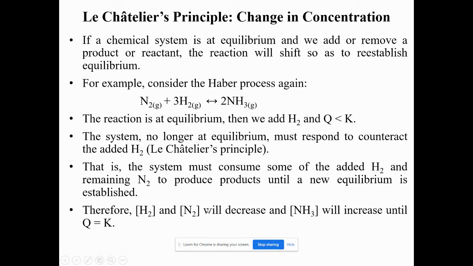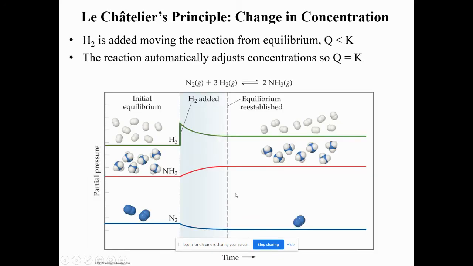Therefore, H2 and N2 will decrease and NH3 will increase until Q equals K. Let me go over that one more time. We have N2 plus 3H2 goes to 2NH3. It's at equilibrium. We add H2. What happens to Q if you write it out? The denominator becomes larger, right? Q becomes smaller. Q is less than K. Our reaction shifts to the right to reestablish equilibrium. As it shifts to the right, we're going to lose N2 and H2, and we're going to get 2NH3. And that's shown in the next slide.